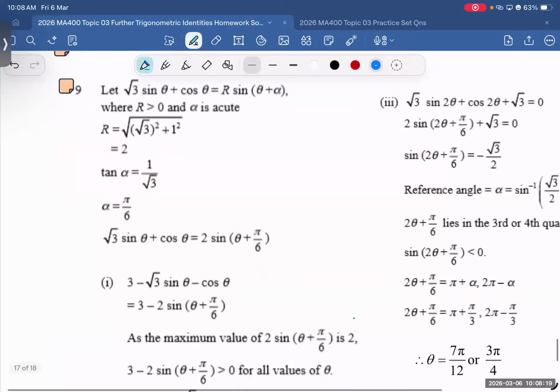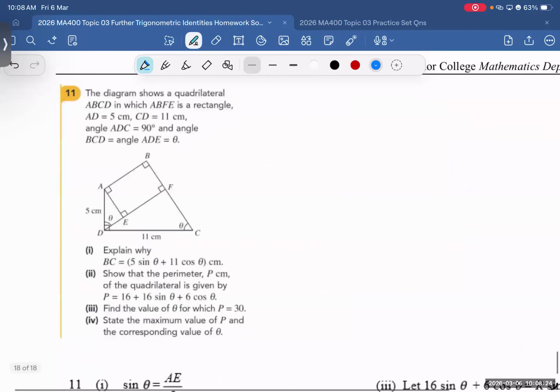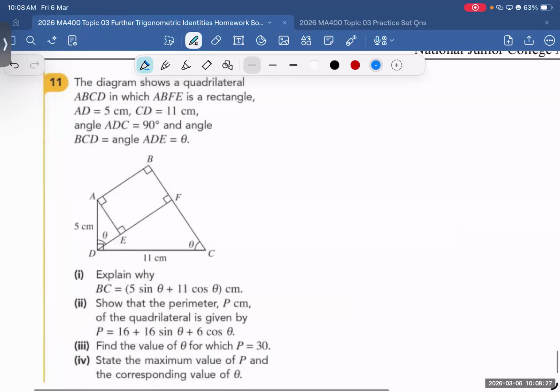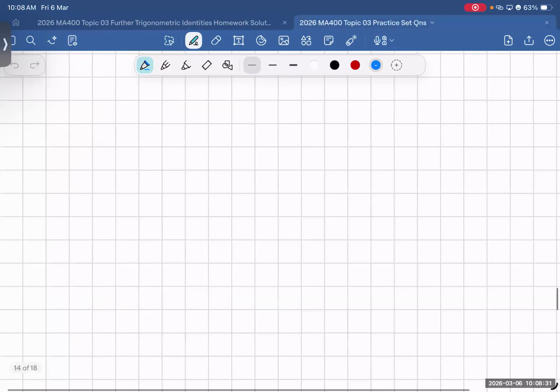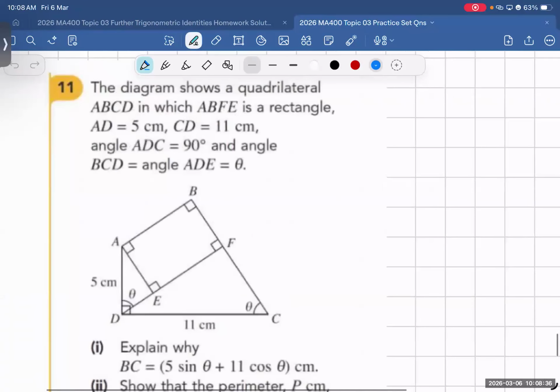Question 11. So hungry to succeed, very good. Are you able to do the first one? Do I go through? No need. Anyone need me to go through part 1? Okay, no need.